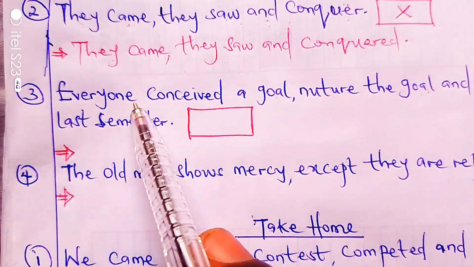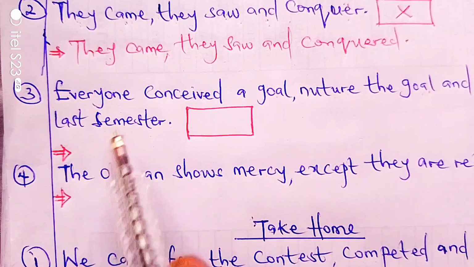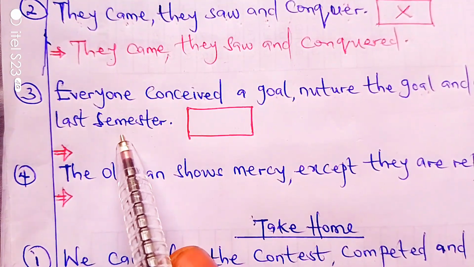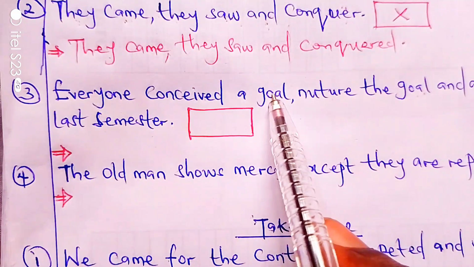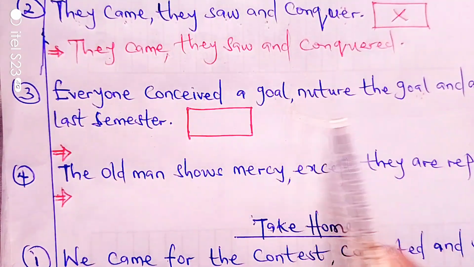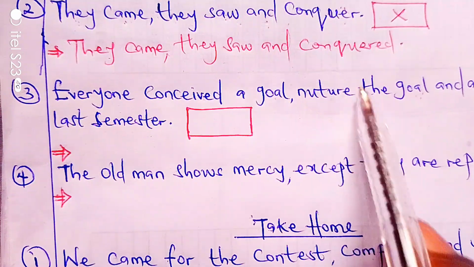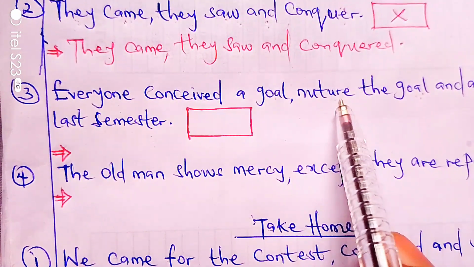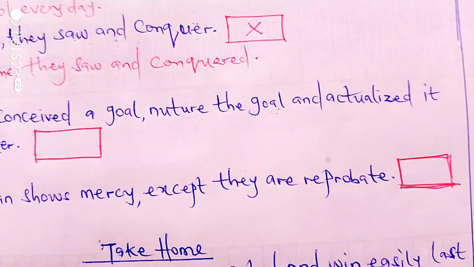As we said, indefinite pronouns go with a singular verb provided we are talking about the present tense. But yeah, we're talking about something that happened last semester. It's not something that happens often. So, everyone conceived a goal. That's past tense. That's correct. Nurture the goal. You can see the nurture is in present tense format. So this nurture is a plural present tense. Why, when this is an event that took place last semester, and actualized it.